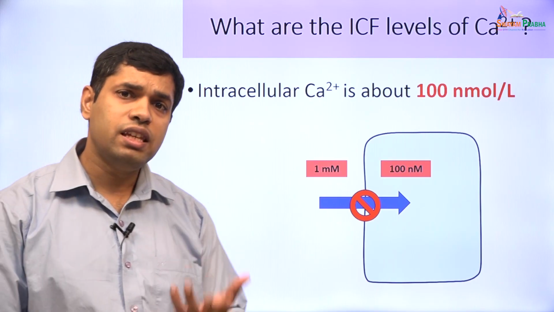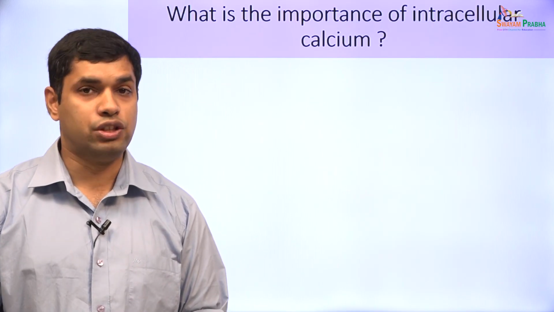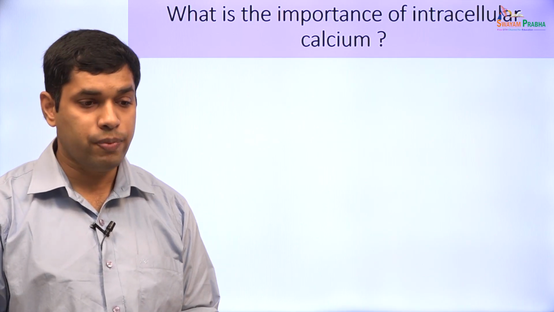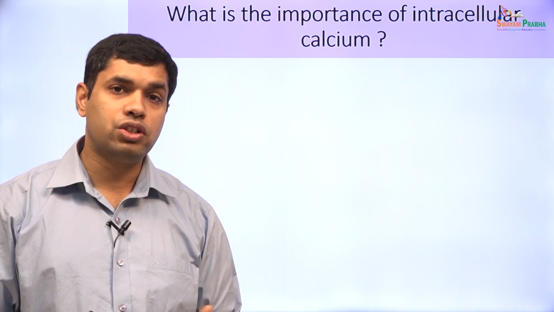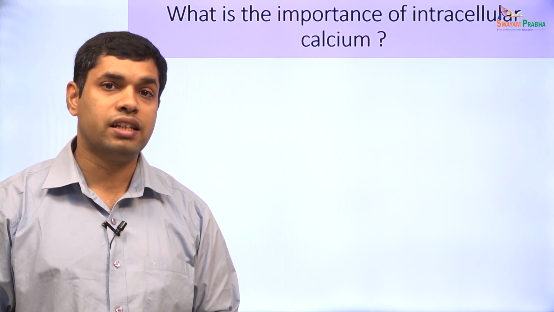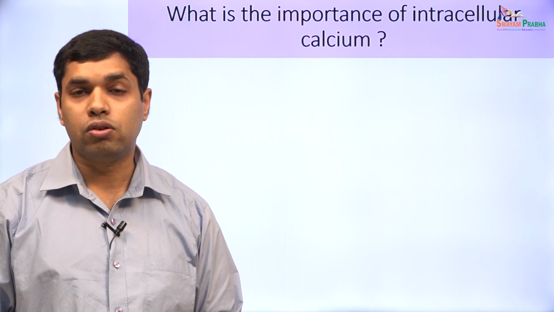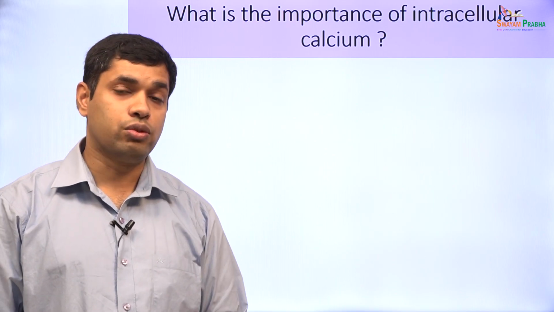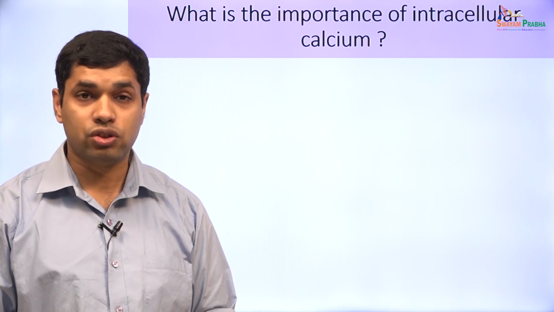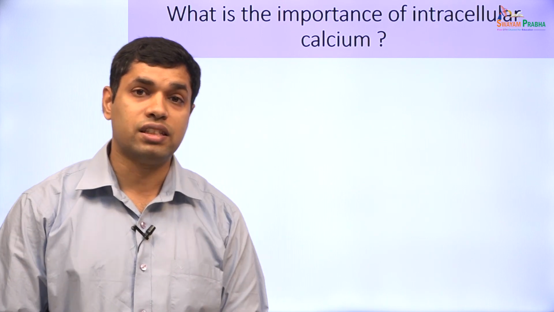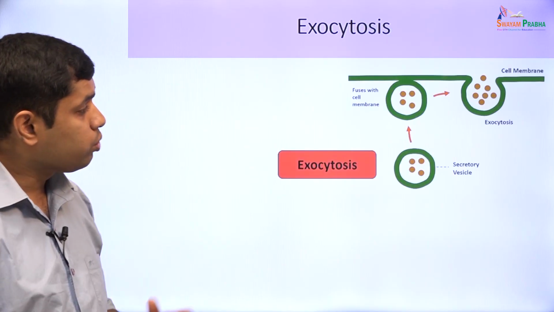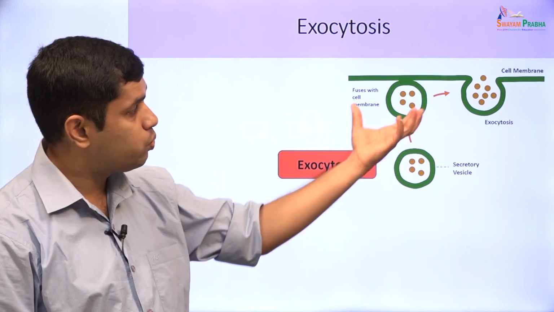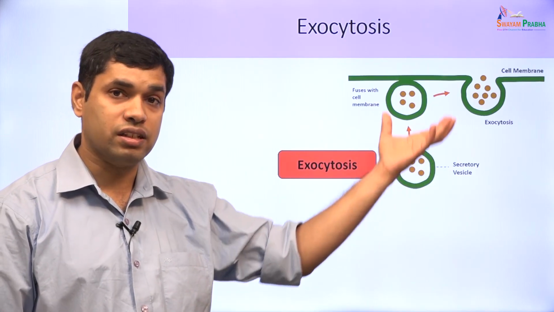Now, what is the importance of intracellular calcium? Why are we so concerned about the levels of intracellular calcium? You will come across two major physiological processes that are highly regulated or triggered by intracellular calcium, and they are exocytosis and muscular contraction. Let's first look at exocytosis. We know that exocytosis is when a vesicle from the inside of the cell fuses with the membrane, thereby emptying out all its contents.